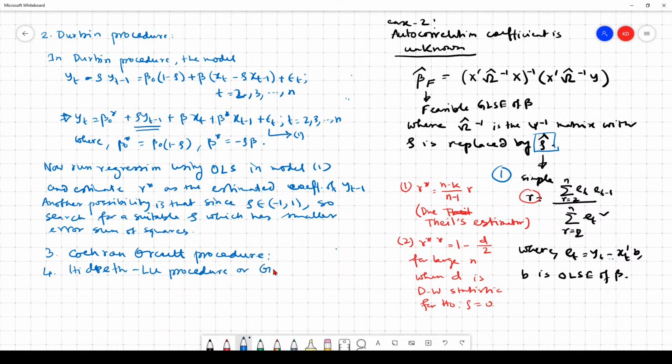Or grid search procedure. If you're interested, you can go through this procedure. You can read it in any standard book of regression analysis. You can easily get this procedure. So please read this. I do not discuss these two procedures.